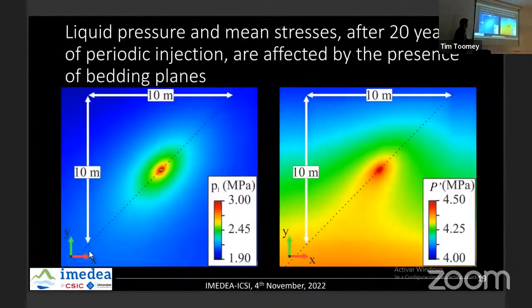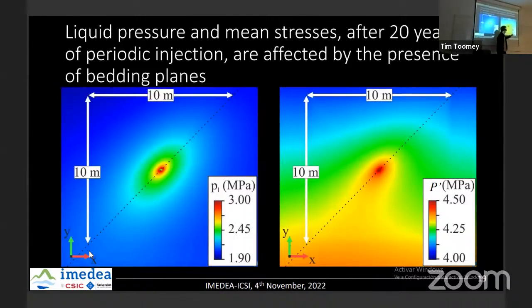is represented here. This represents in some way the hydraulic part, and this represents more the mechanical. This in particular is the liquid pressure around the well. This is the well. As you may notice, it's influenced by the bedding direction, as we said. So the overpressure goes more along the bedding direction.